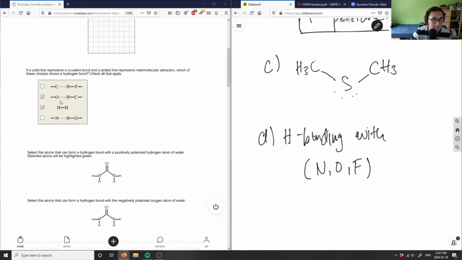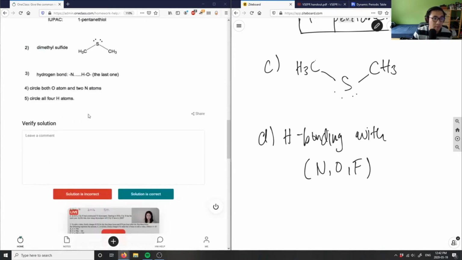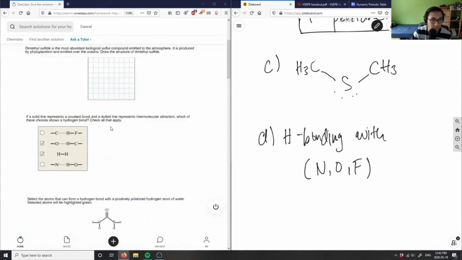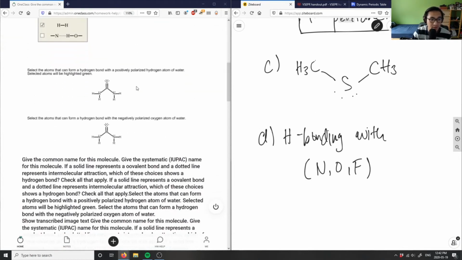Let's see. This here is bonded to itself. So this is not hydrogen bonding, but simply a covalent bond, which is good. And D here, I have this N hydrogen bonded to this hydrogen here. So this is actually an example of hydrogen bonding as well. So this last one is also included, which they stated correctly, which is good. So that solution is correct.